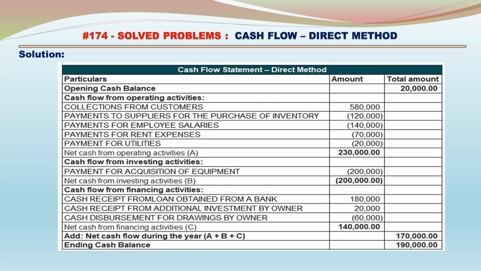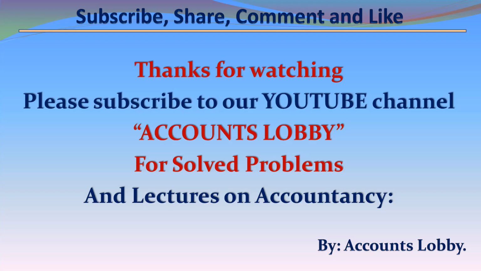Add net cash flow during the year, A plus B plus C, 170,000. Ending cash balance, 190,000.